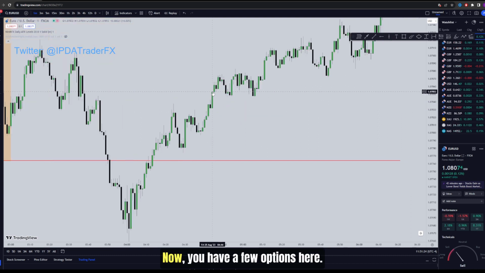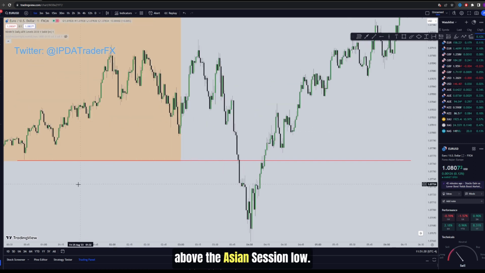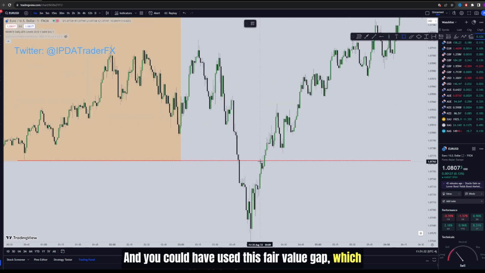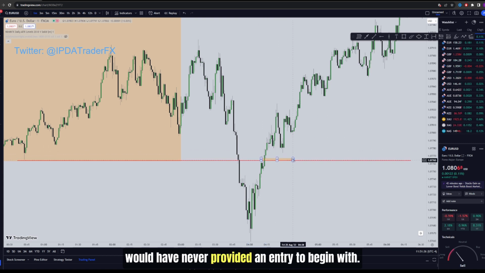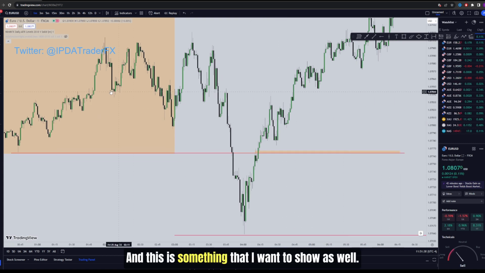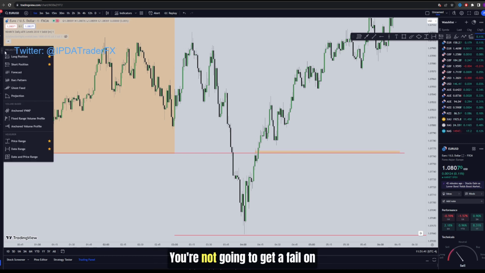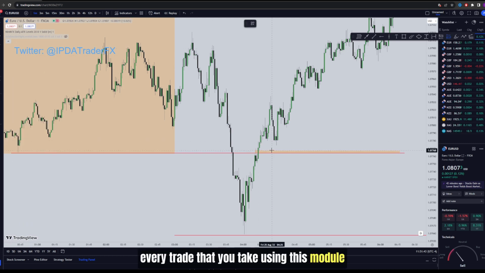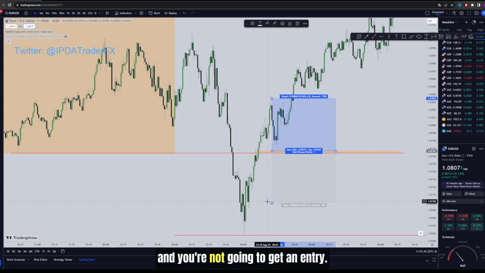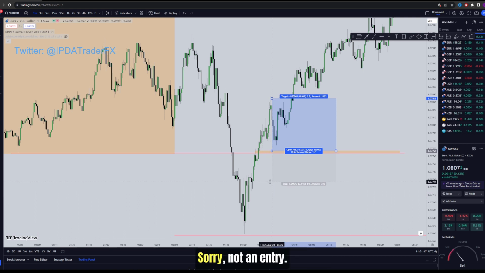Now you have a few options here. This is a continuation right there above the Asian session low, and you could have used this fair value gap, which would have never provided an entry to begin with. And this is something that I want to show as well. You're not going to get a fail on every trade that you take using this module, and you're not going to get an entry.